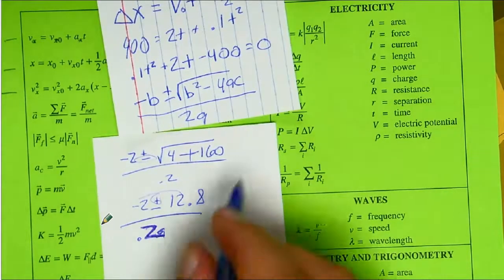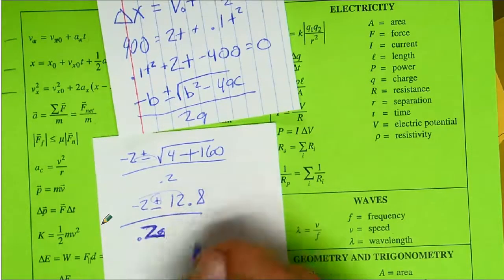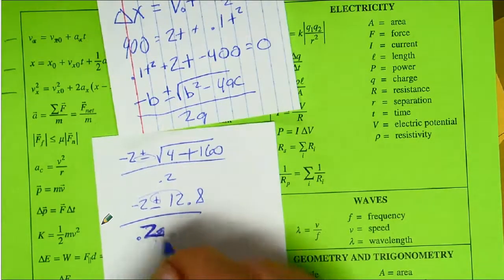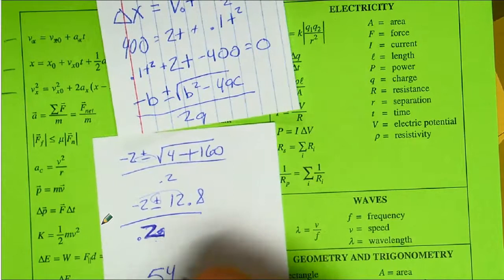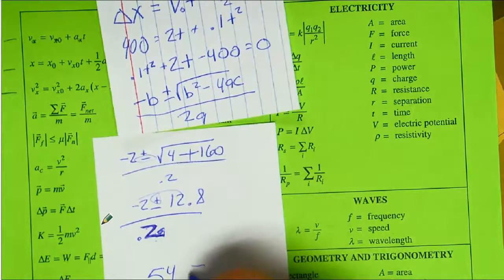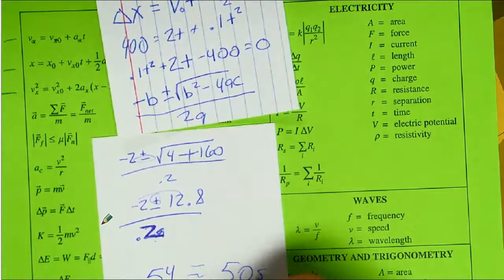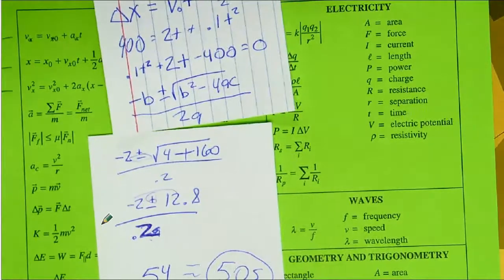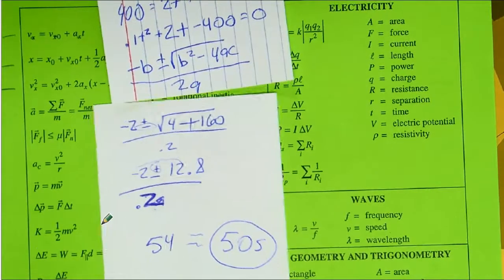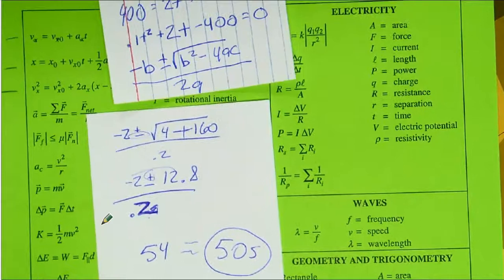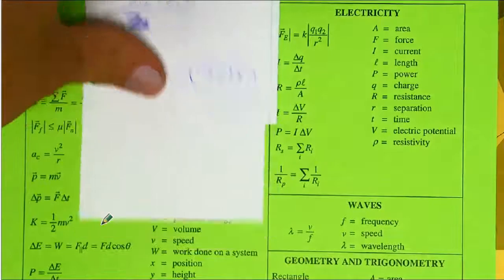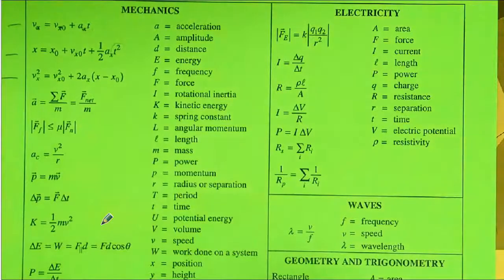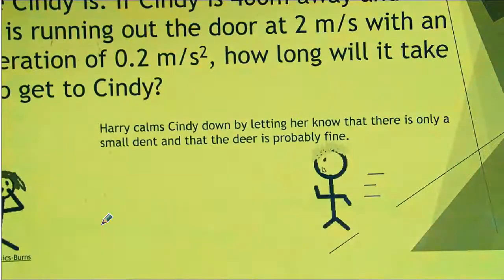All right. And if you add those two divided by 0.2, I got 54. But if I round to sig figs, it should be 50 seconds. Okay. That one's a little trickier. All right. How to implement the quadratic formula into that problem. Okay. A few more left.